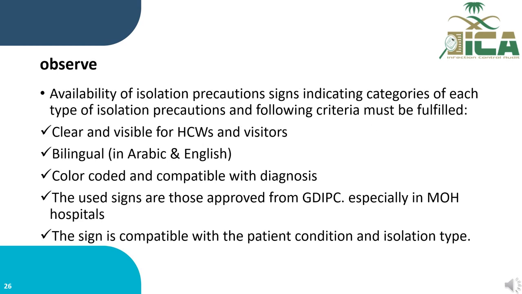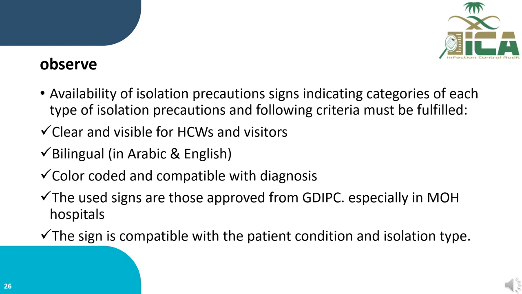During your audit round, you will observe the availability of isolation precaution signs indicating the category of each type of isolation precaution, and they should be clear and visible for healthcare workers and visitors. Also, they should be bilingual in English and Arabic, color coded, and compatible with the diagnosis. Contact should be green, airborne blue, and droplet pink.